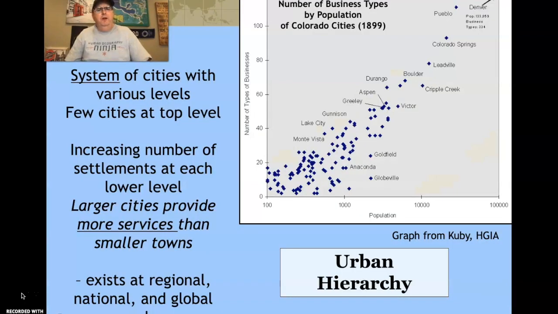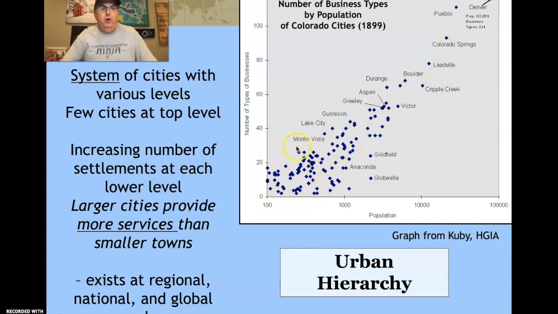So, urban hierarchy. This is the idea of a system of cities, and there are various levels. There are very few cities at the top. This is the Colorado cities, and Denver is way up here. On this graph we have population on this side and number of types of businesses on this side. Higher order cities have more businesses and more people, or maybe the other way around, more people first, and then that results in more businesses. And so this pattern exists. Now this is 1899, but this pattern still exists today.